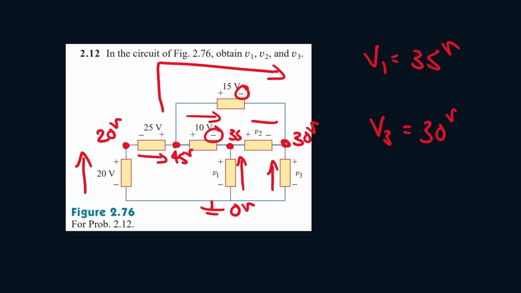Now, let's say there was a current moving in this direction. It'll be 30 plus V2, and that will equal 35. Let's bring the 30 to the other side. So it becomes V2 equals 35 minus 30, and that gives us 5. So V2 is 5. And those are your answers.